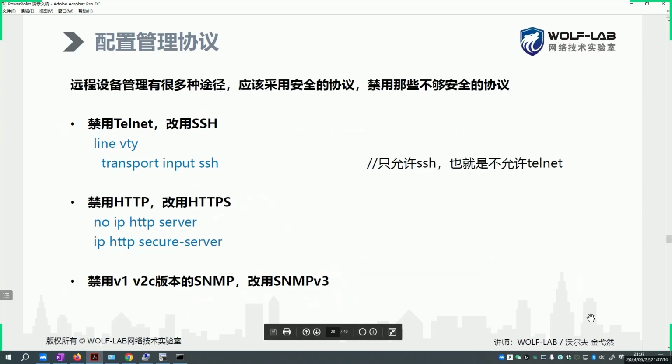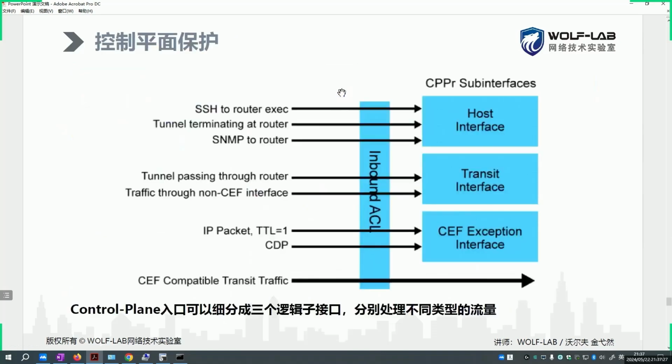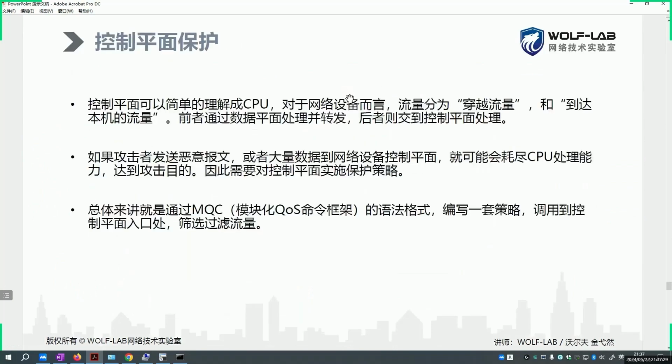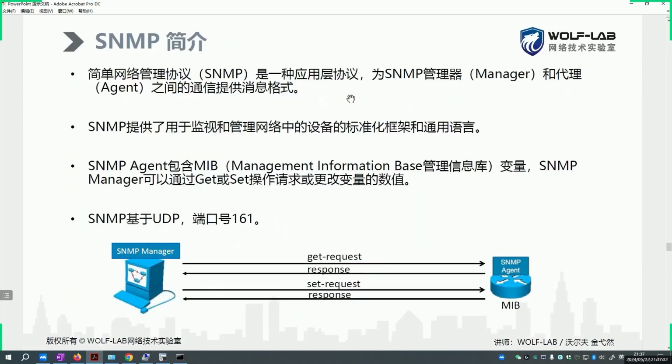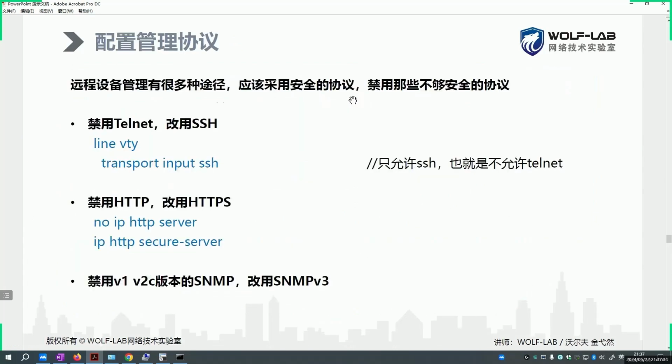What this means is that we should use protocols that encrypt traffic. Don't let management traffic run unencrypted on the network. If your management traffic is unencrypted in the network, it won't be long before your entire network is exposed. This is about configuring its management protocol. Next, SNMP. For today, we'll stop here because of time constraints. We'll talk about the rest in the next class.